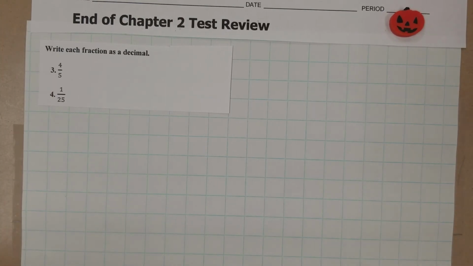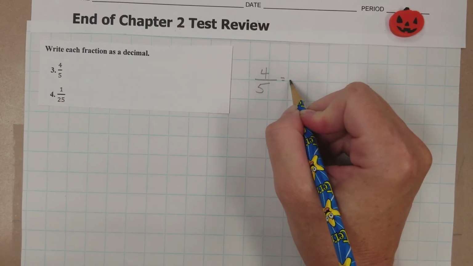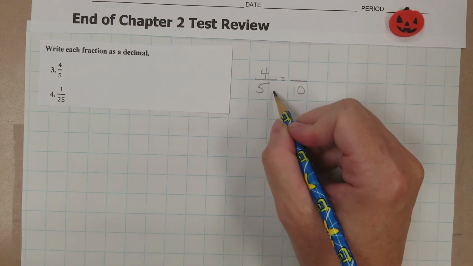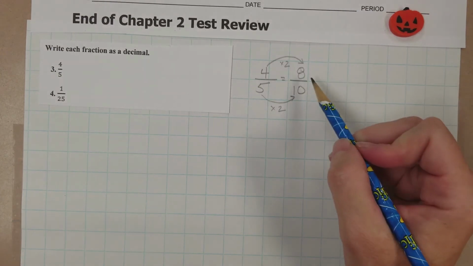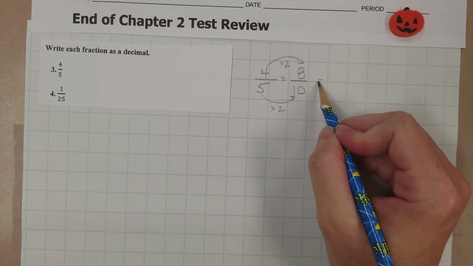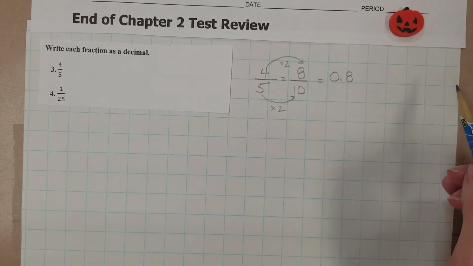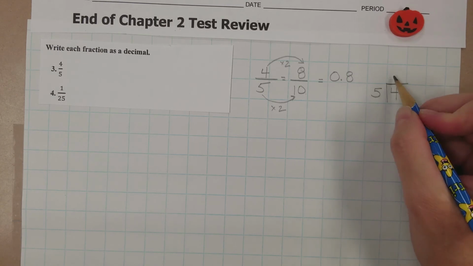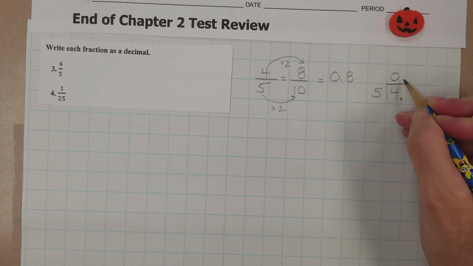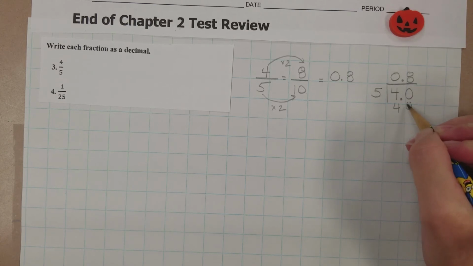Write each fraction as a decimal. Here we have 4/5. I can change 4/5 into tenths by multiplying by 2 and multiplying by 2. And I get 8. This fraction says 8/10, and I can create a decimal that says 8/10 by writing 0.8. That is 8/10. Another way to do this would be to do 4 divided by 5. 5 is unable to divide 4, so I put a 0 in my quotient. I add a decimal point and I put that in my quotient and a 0. 5 divides 40 8 times with nothing left over.